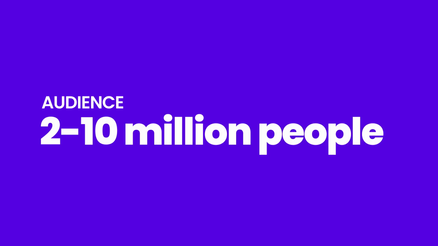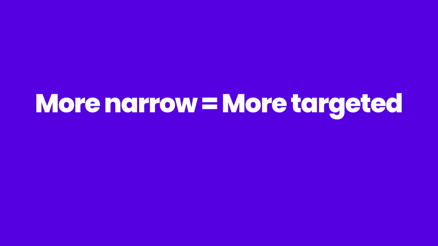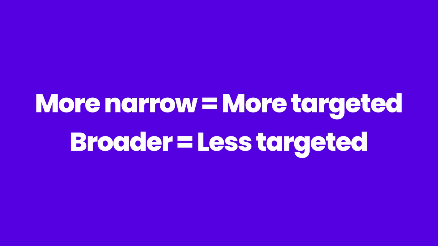To top it off, make sure you always have online shopping as one of your must also match audience filters. Ideally, your audience should be around 2 to 10 million people. This is going to make it easier to scale in the future. The general rule of thumb is the more narrow it is, the more targeted your audience is, and the broader, the less targeted your audience is. And that's all dependent on if you've got your interests right.